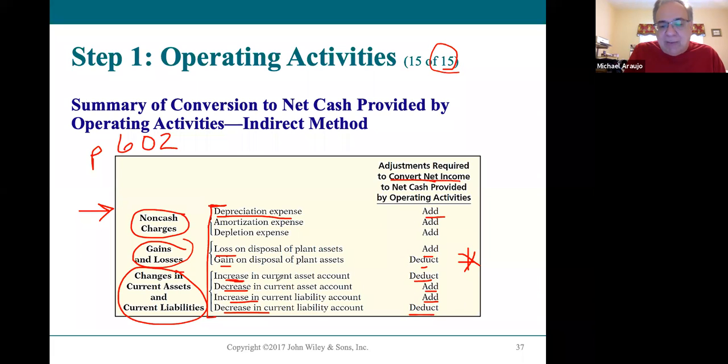So if we have more supplies, then we probably ended up using cash for that, and so we're going to deduct that. However, if we have less, say less receivables, we probably ended up saving money. We're going to add that. So these are the general rules that we use when we convert our income statement to the cash basis.